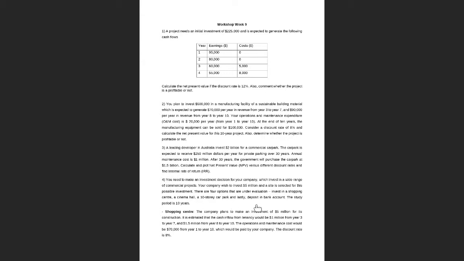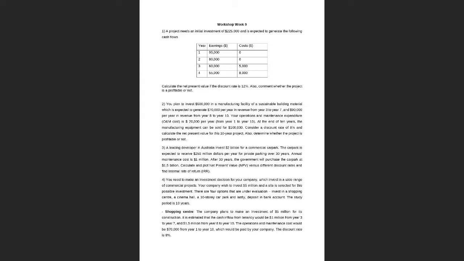So you plan to invest 500,000 in a manufacturing facility of a sustainable building material, which is expected to generate 70,000 per year in revenue from year 3 to year 7. Again, when you get questions like this, make a table. So what you have, the information. So you have an initial investment of this amount, and for year 1 and year 2 there are no revenue generated, and from year 3 to year 7 you have revenue generation of positive cash flow of $70,000 per year, right?